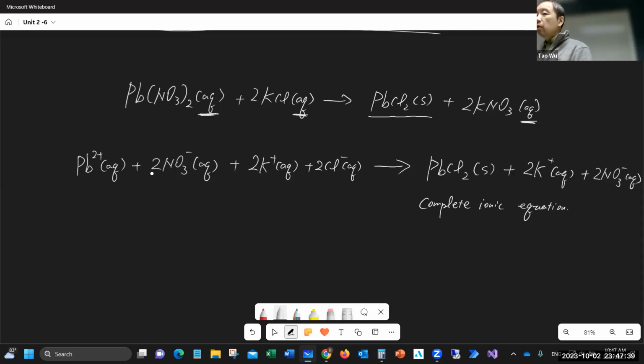Okay, so go ahead based on the complete ionic equation and find out which ones are the spectator ions, and then go ahead and write what is the net ionic equation. A spectator ion is the one that shows exactly the same thing on both sides.